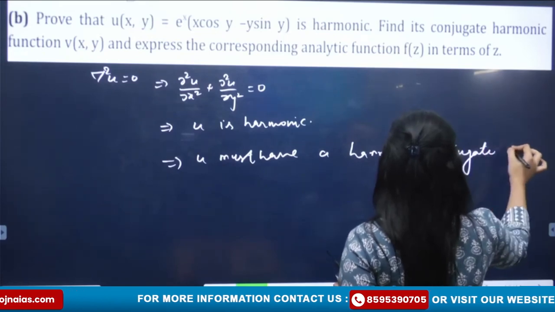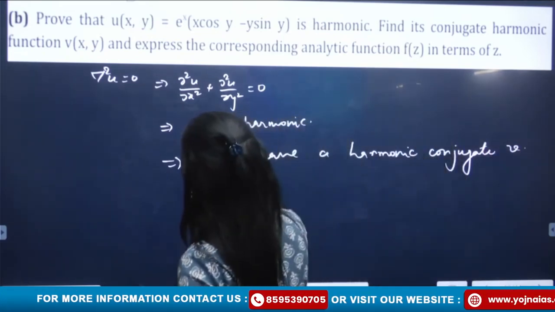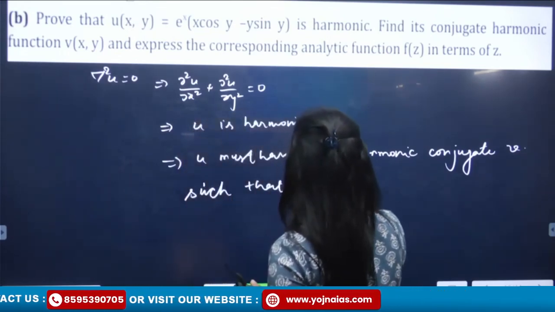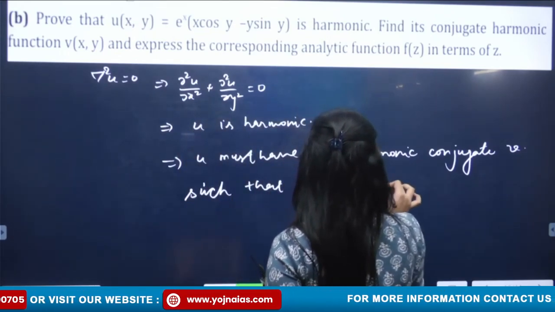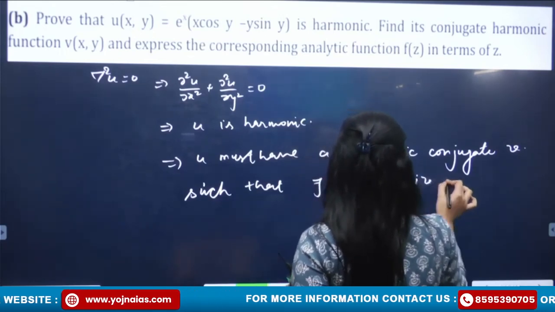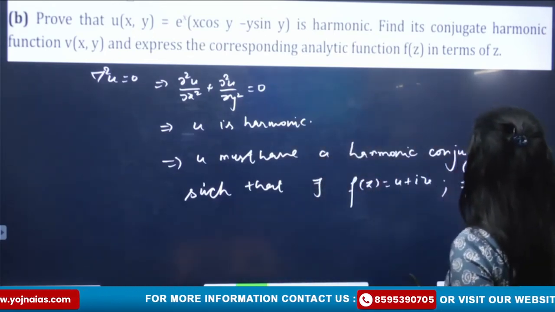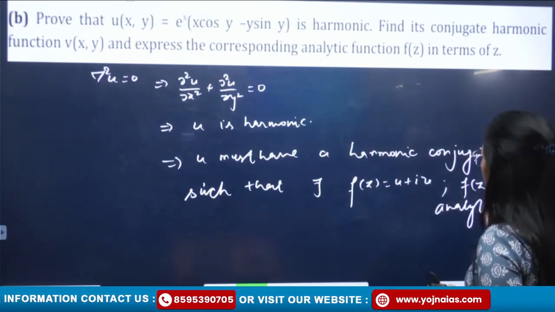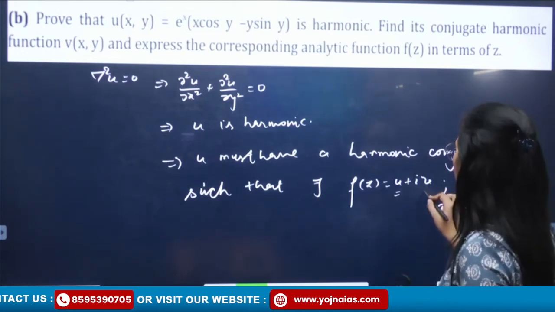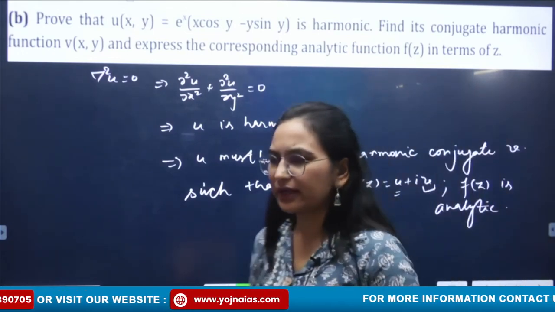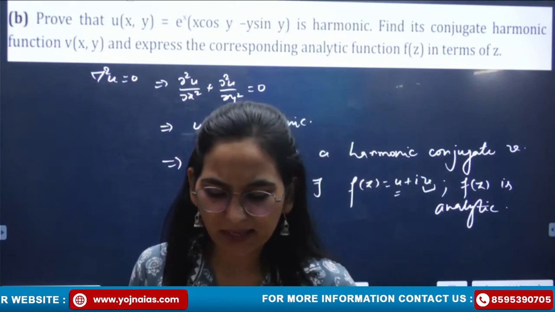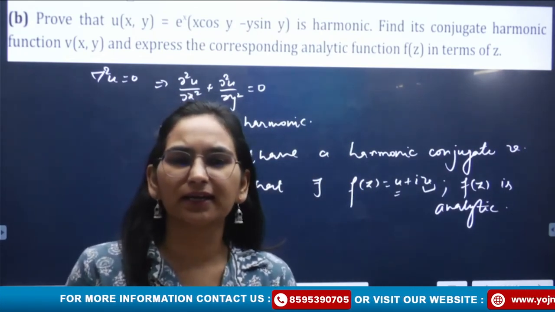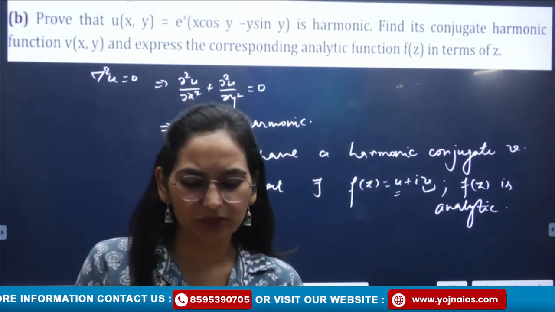Find V such that there exists a function f(z) = u + iv where f(z) is analytic. So what does this mean? Since u is given, you need to find v, that is the imaginary part, and then u + iv is going to be analytic. The real part u is given, and we need to find the imaginary part. What do we do? We apply the Milne-Thomson method.